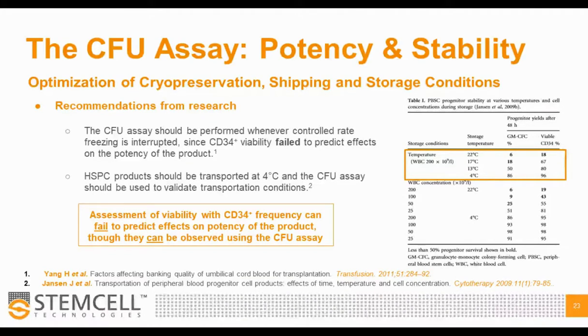For example, a paper from Yang in 2011 concluded that if there was a problem with the rate-controlled freezer and there was any interruption, you would definitely have to use a CFU assay to assess the effects on potency of the product, because CD34 failed to predict that.